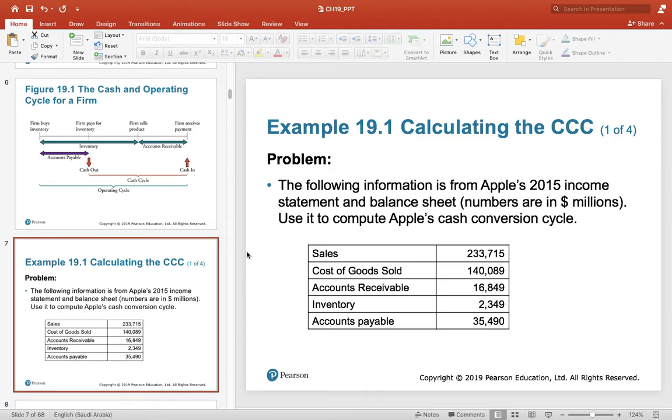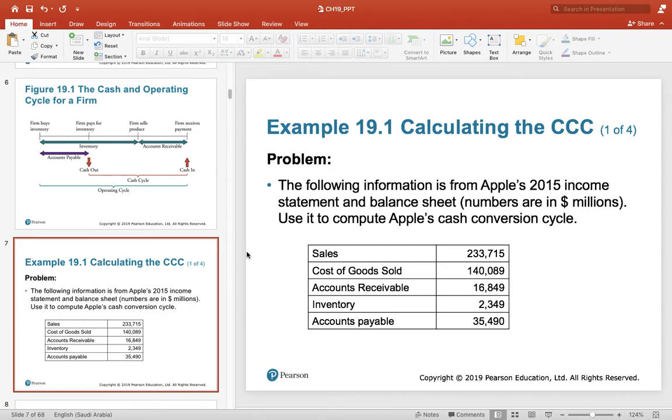Dear students, you have the receivables, the inventory, and the payables. Now what do you want? The numerators are there: for receivable days, the numerator is receivables; for inventory days, the numerator is inventory; for payable days, the numerator is payables. Now we have to calculate the denominators. We need sales per day and cost of goods sold per day. So sales per day is equal to 233,715 million per year divided by 365.